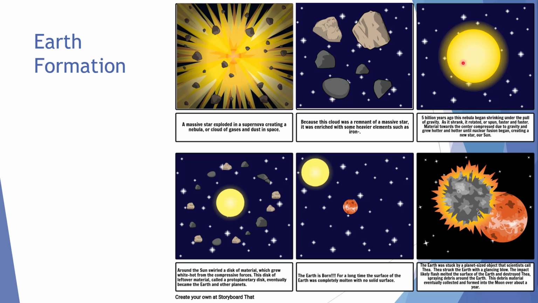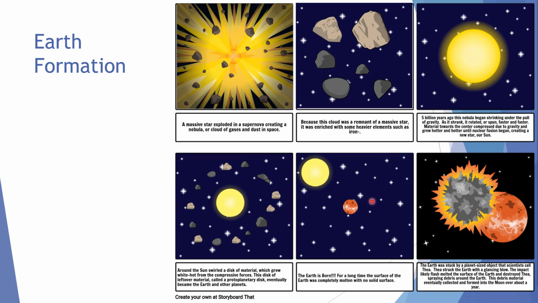And as it shrank, it started to rotate and spin, and material towards the center compressed and grew hotter, and it created what we now know as our sun. And then around this sun swirled a disk of material which grew white hot from the compressive forces, and then this disk of leftover material eventually became different planetary bodies, including the Earth.